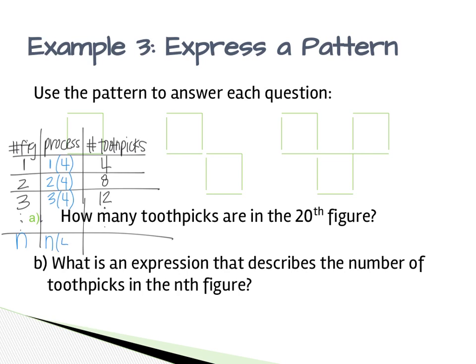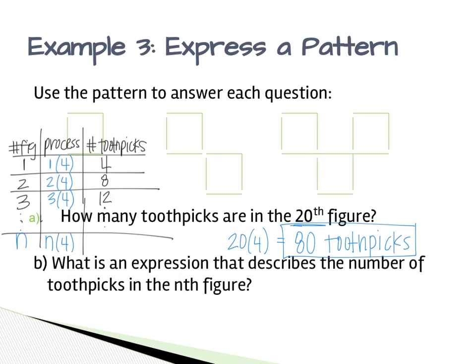My equation is going to be n times 4, and that's going to tell me how many toothpicks I have for any figure. So if they ask me for the 20th figure, I'm going to do 20 times 4, and that's going to give me 80 toothpicks. This has everything to do with organization and just being able to follow a pattern.